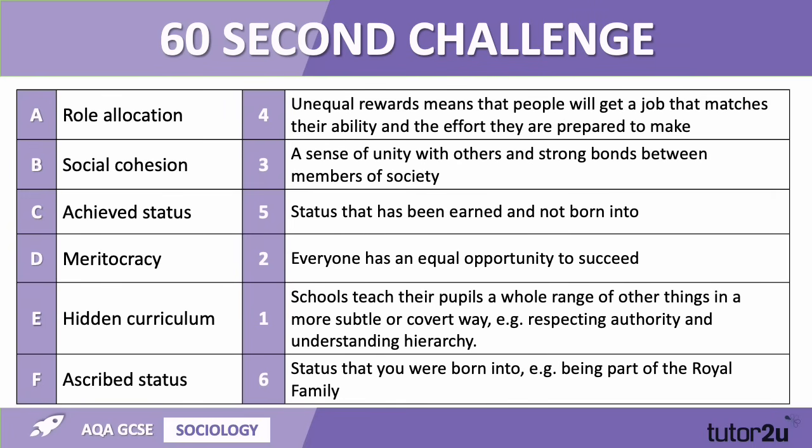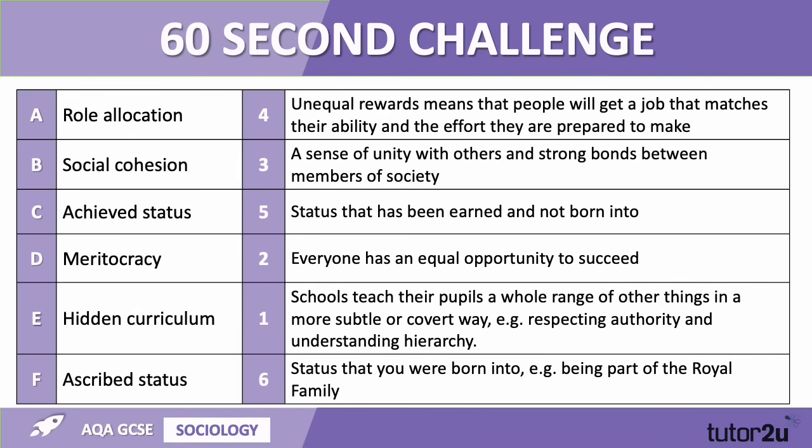Okay, let's check your answers. So we have role allocation. Unequal rewards means that people will get jobs that match their ability and the effort they're prepared to make. So that's A4. Social cohesion, a sense of unity with others and strong bonds between members of society, B3. Achieved status that has been earned and not born into, which is C5. Meritocracy, where everybody has an equal opportunity to succeed, which is D2.